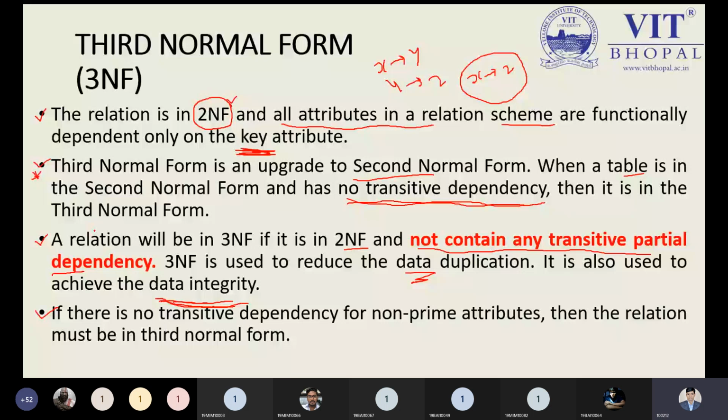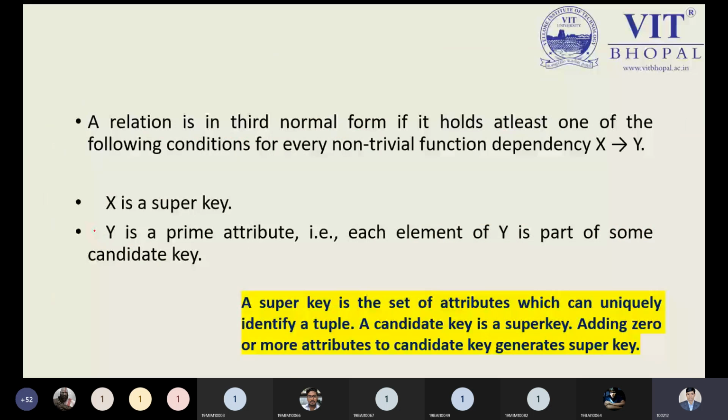Here, mathematically you can say, and here I have put the content for you for simplification purposes, then you can understand. A relation is in third normal form if it holds at least one of the following conditions for every non-trivial functional dependency, that is X determines Y. Now again we have the definition part of the non-trivial functional dependency. Of course, we know about non-trivial functional dependency, and we have seen this kind of functional dependency with a lab example. So X is a super key.